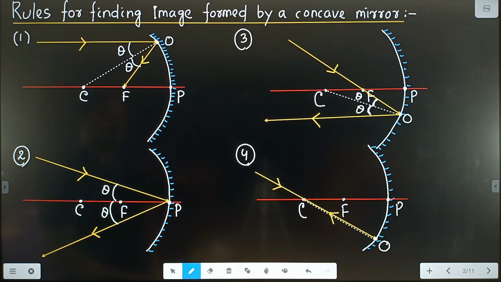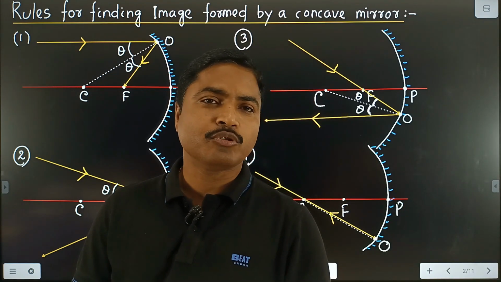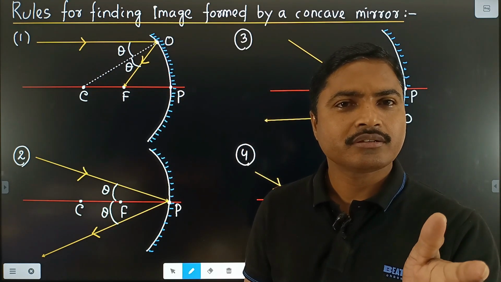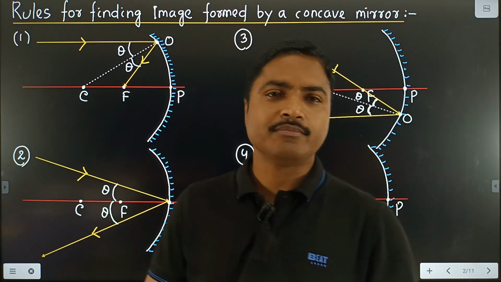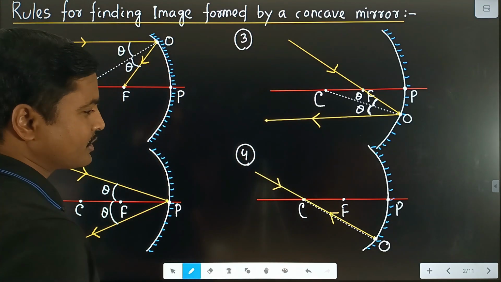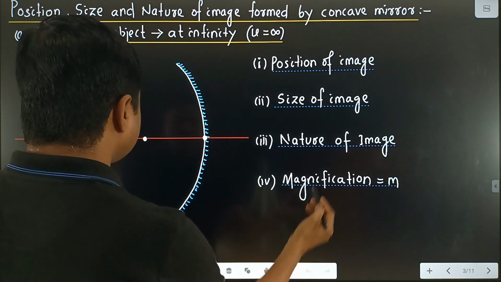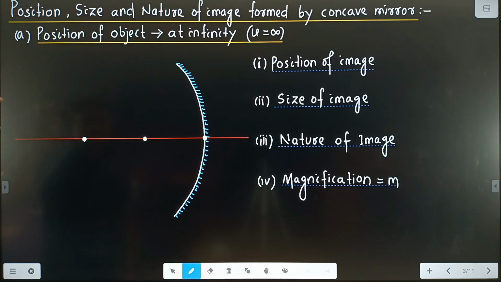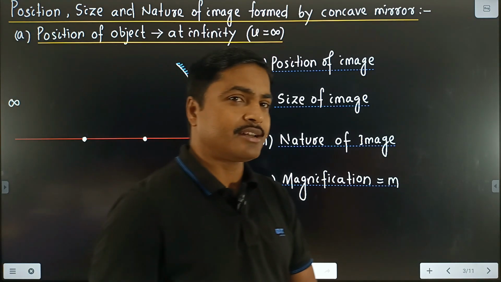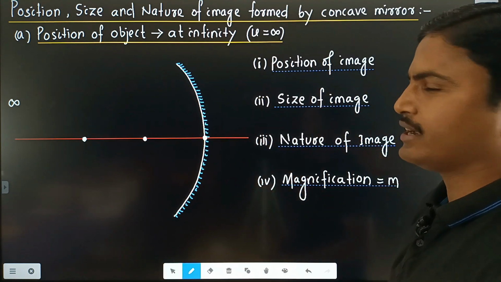And these are the 4 rules, and by using these rules, now we will find the position of the image formed by a spherical mirror and its nature and size. And first for concave mirror, initially suppose the object is situated at infinity. If the object is situated at infinity, we write the object distance, that is u is equal to infinity.